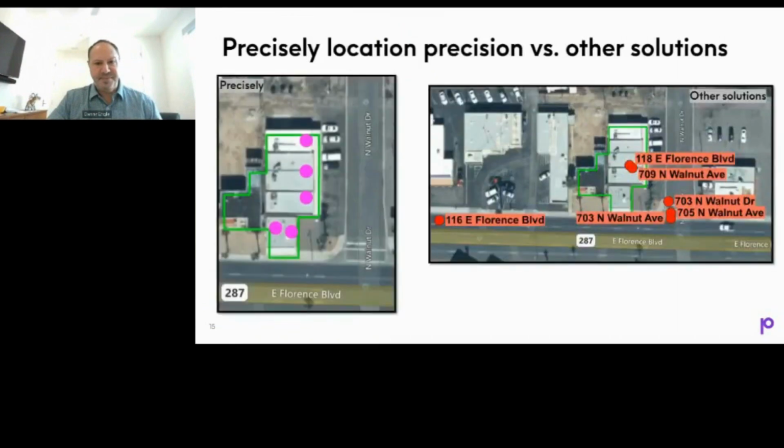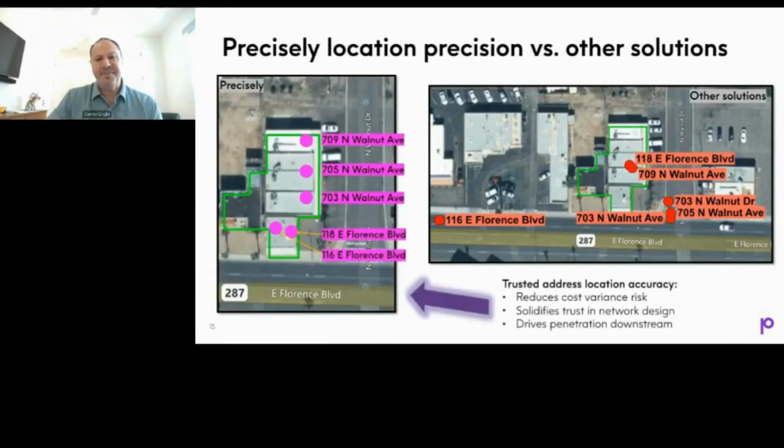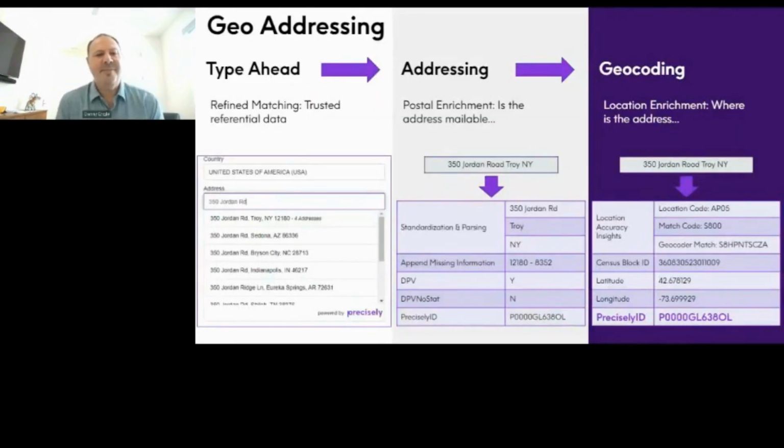Okay, it bounced around again. So are you on the geo addressing slide? I'm afraid my... Yeah, just go to the geo slide.